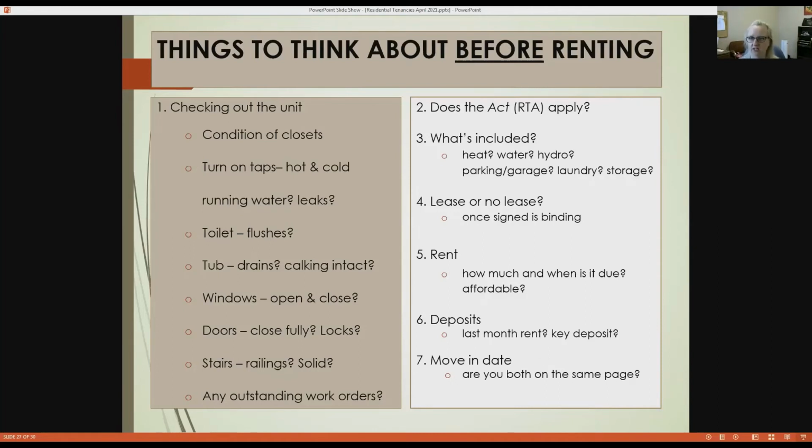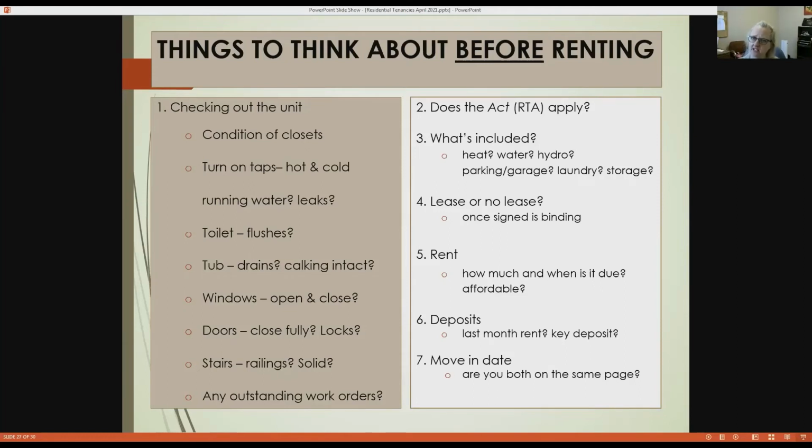out checking a unit, I never recommend renting unless you've had a chance to see the unit. We live in the world of Kijiji and it's not even Craigslist anymore. But if you can get out and see the unit, it's really important that you do so you know what you're doing. You want to check out the closets, you want to turn the taps on, you want to make sure the water is running, the toilet's flush, that your windows open and close, are there locks on the doors, any outstanding work orders. Now you can get that from the city, that takes a little bit of time.